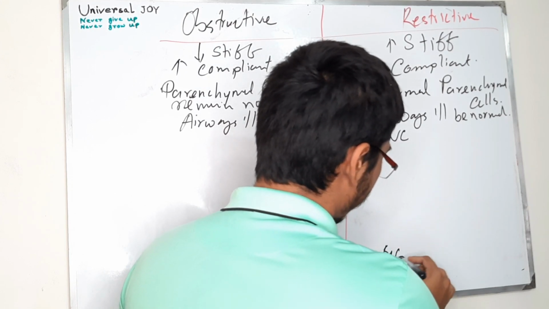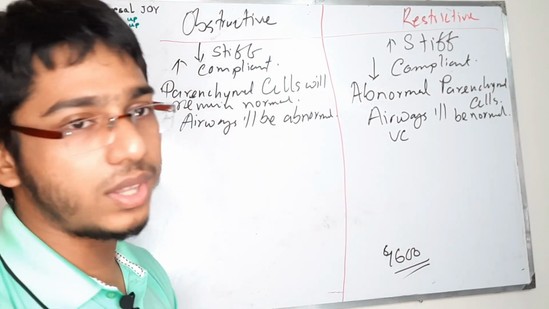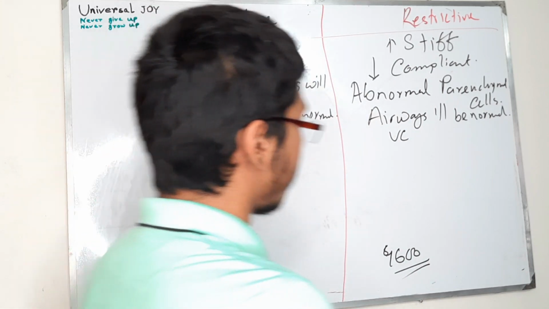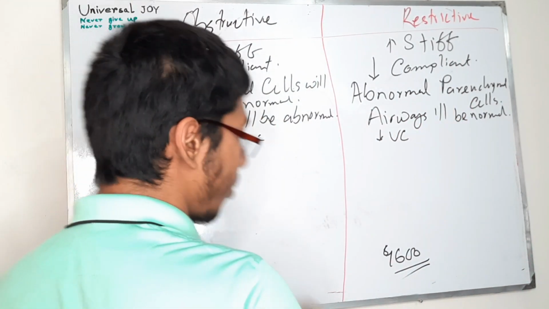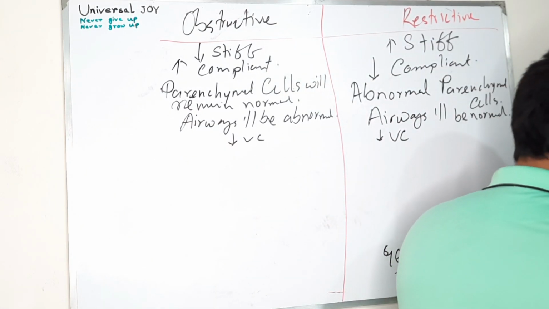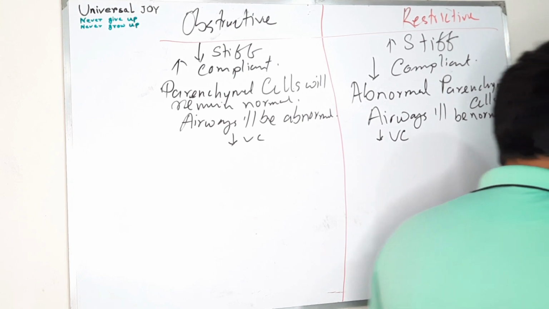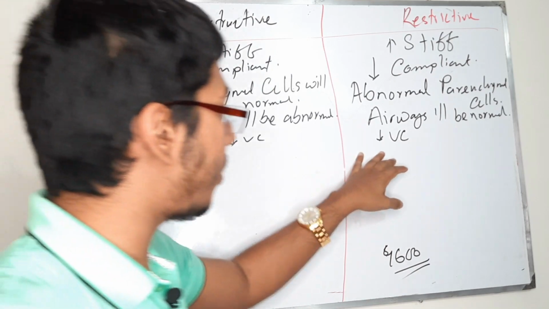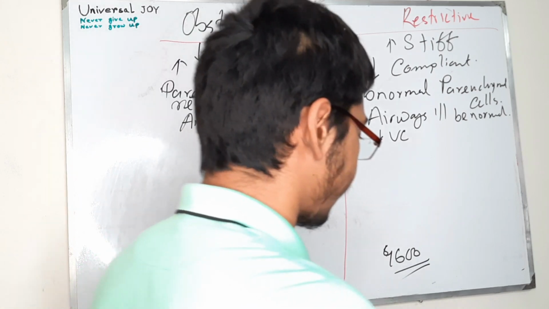Now, as there is abnormality on both occasions, so the vital capacity is how much? Normally vital capacity is 4600 ml. Will it be normal in the restrictive disease or more in the restrictive disease? Obviously on both occasions vital capacity will be seen to be reduced, because the lung is shifting from this normal condition to two abnormal conditions. So vital capacity will be seen to be reduced in both restrictive disease and obstructive disease.